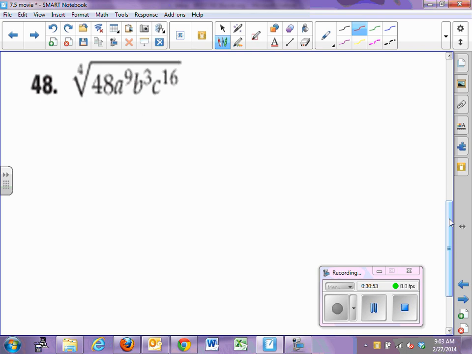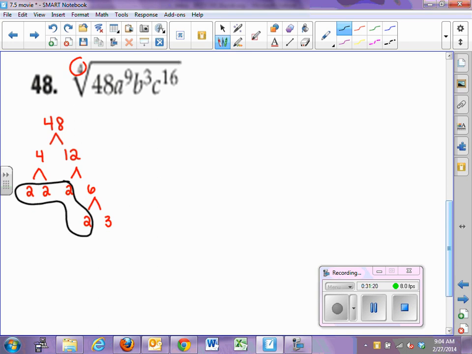Okay, fourth root of 48. Let's break 48 down. I'll try to go slowly. Again, I always have to remind myself: do I have four of the same number that I can circle? Yes. How many times do I pull that out? Just once. I pull out a 2, and I'm left with the fourth root of 3.